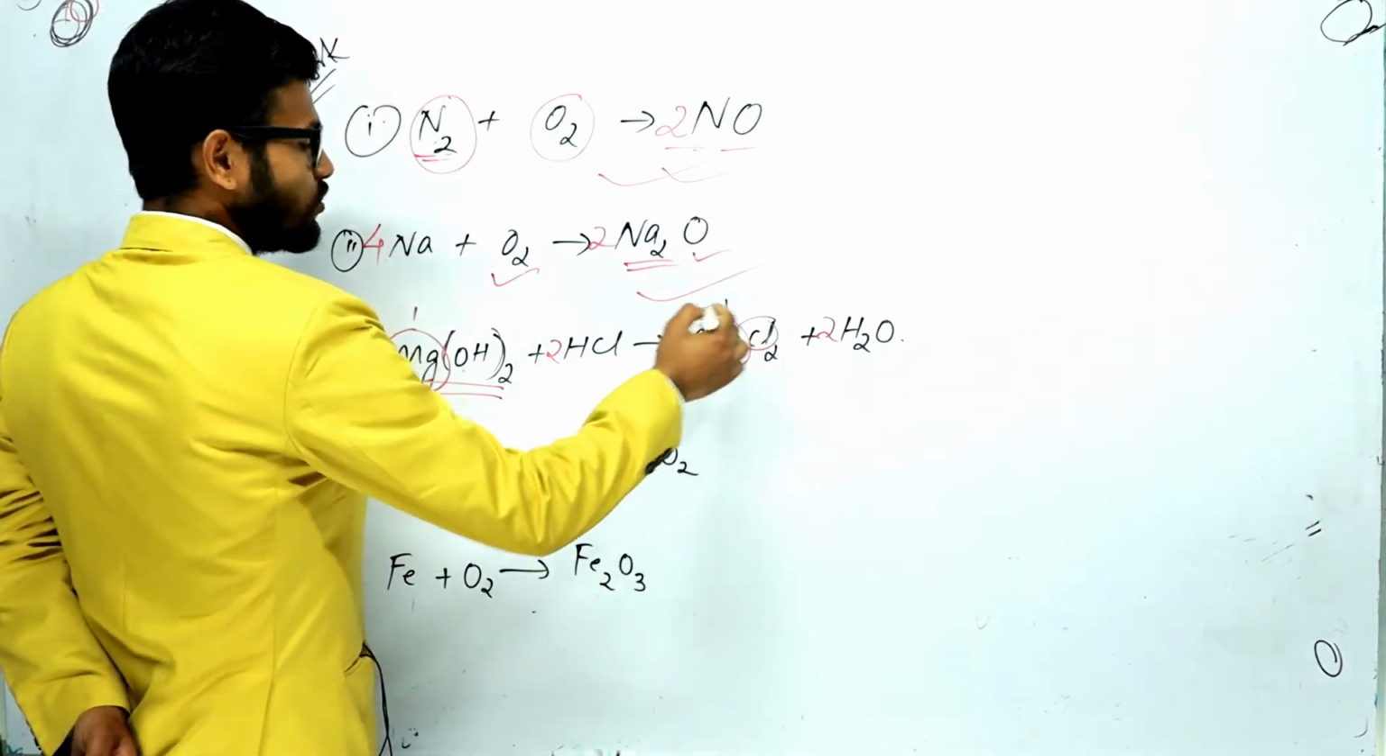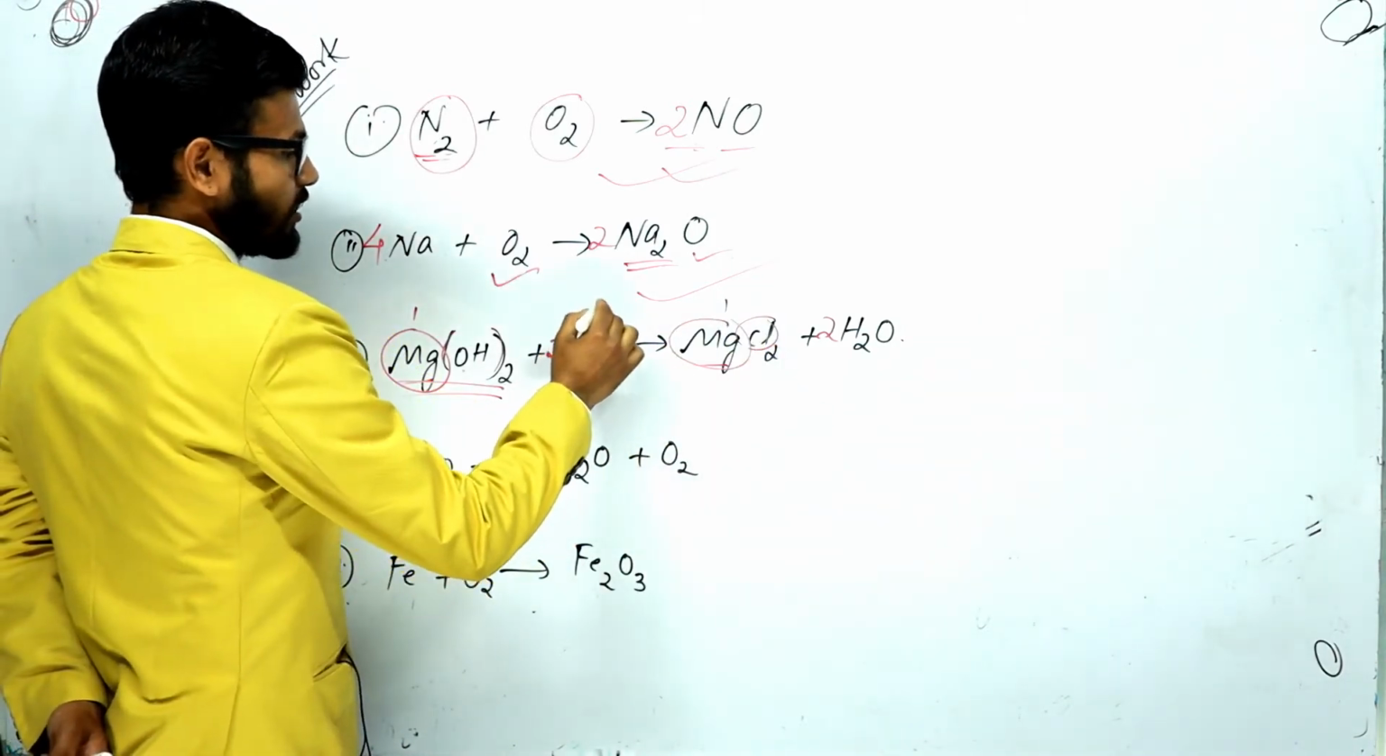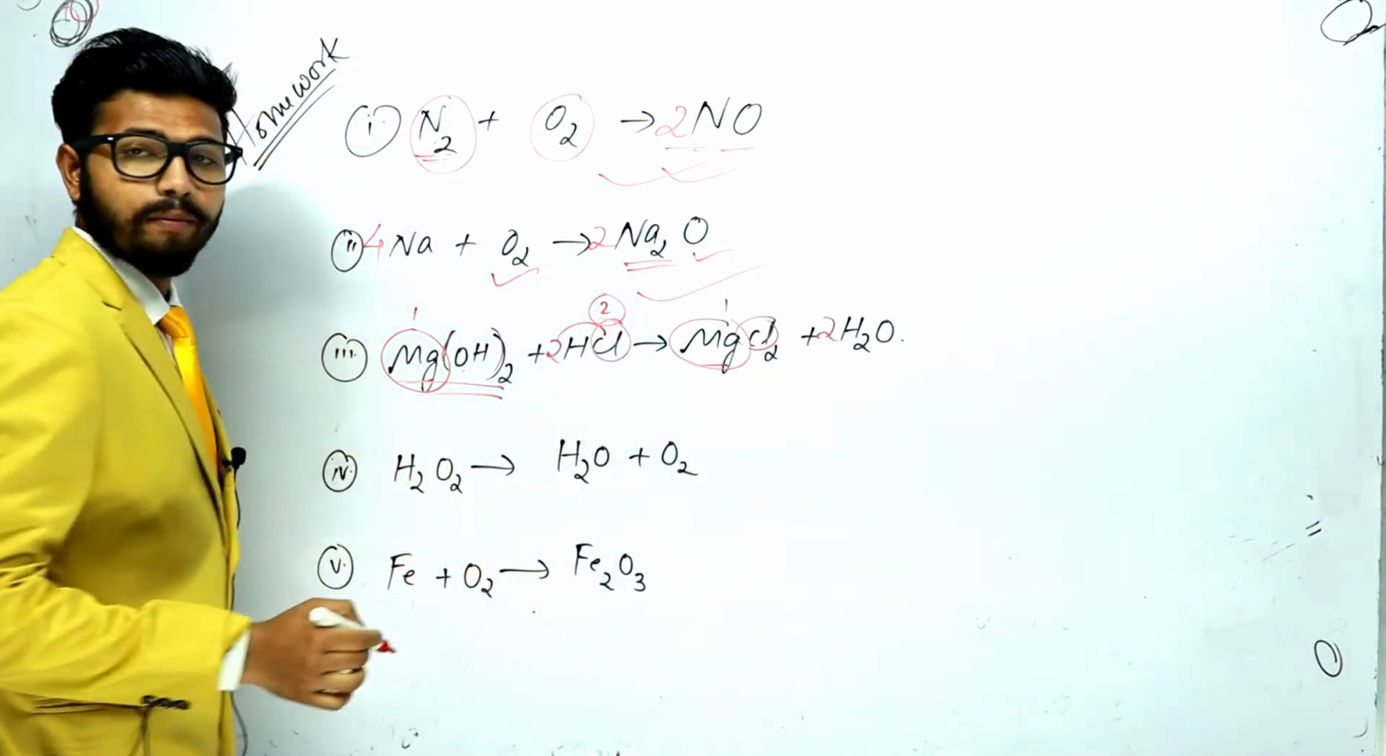Now how many chlorines are there? 2 chlorine. Okay, there is 2 chlorine. Very good. Chlorine is also very happy in his life.